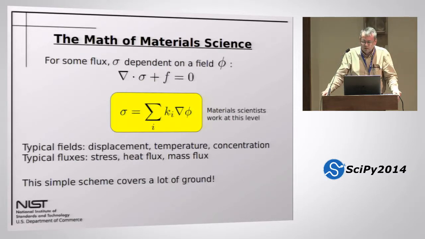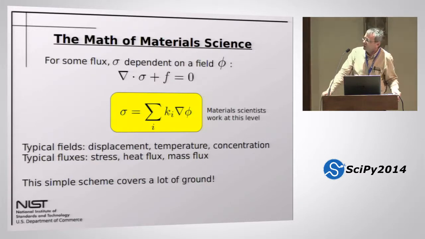So I should warn you that there are going to be more equations than this. I promise I'll walk you through them. It won't be too bad. The general mathematics of material science as we view it is that you have some kind of flux, and it's dependent on a field, phi, and so the field is the thing that you can manipulate, and the flux is what happens when you do that. And there's generally an equilibrium equation of some kind that says that the divergence of the flux is equal to some applied force or is equal to 0.